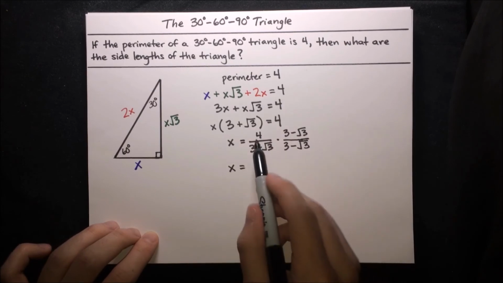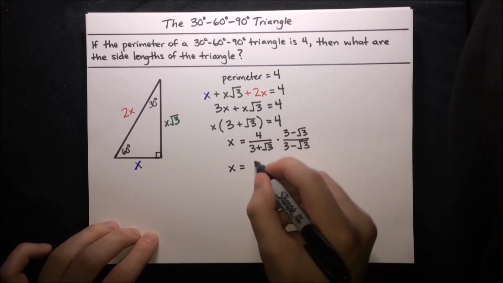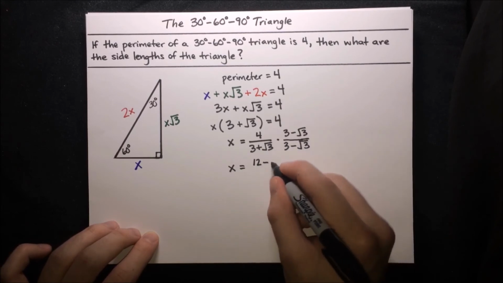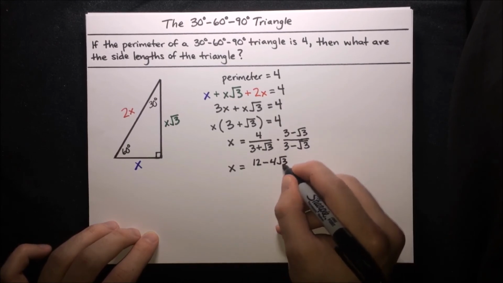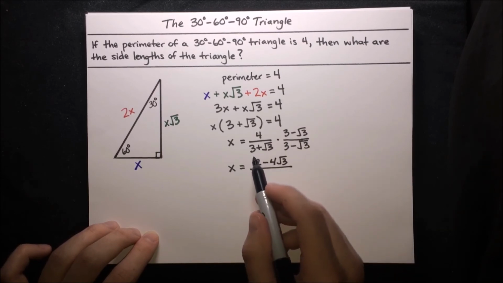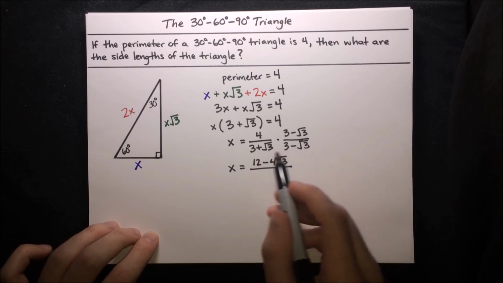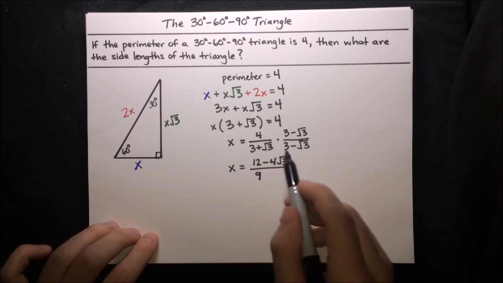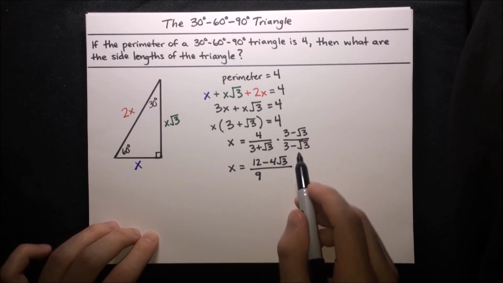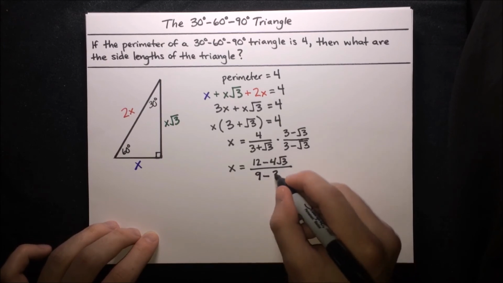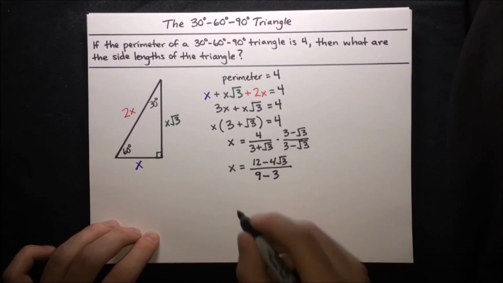x equals, let's multiply the top. 4 times 3 is 12, and then 4 times negative root 3 is negative 4 root 3. Alright, let's go ahead and multiply the bottom. This will multiply to a perfect difference of squares. 3 times 3 makes 9, and then 3 times negative root 3 and root 3 times 3, those will cancel out, and then we'll just have minus root 3 times root 3, so minus 3. Now we just need to simplify.